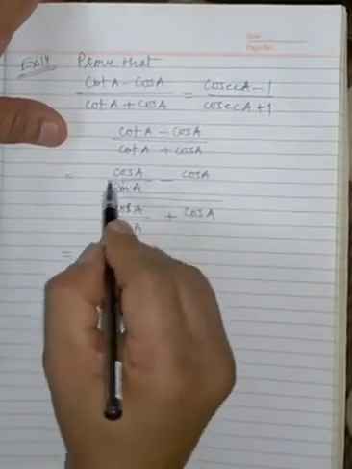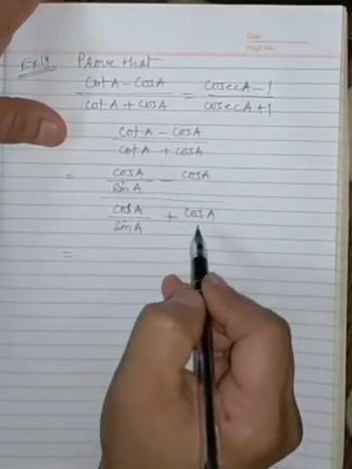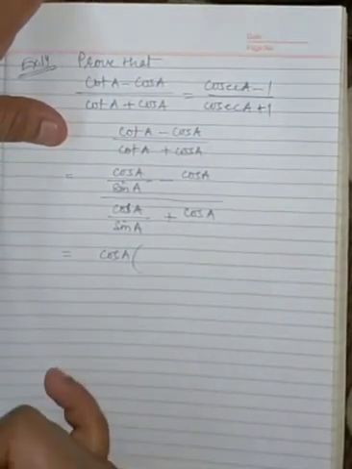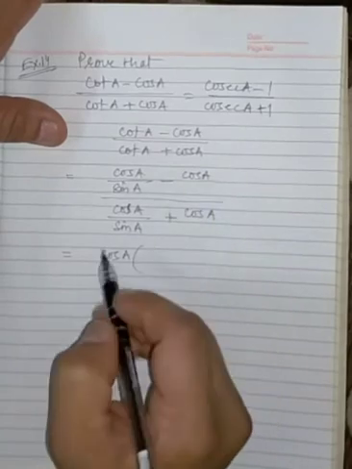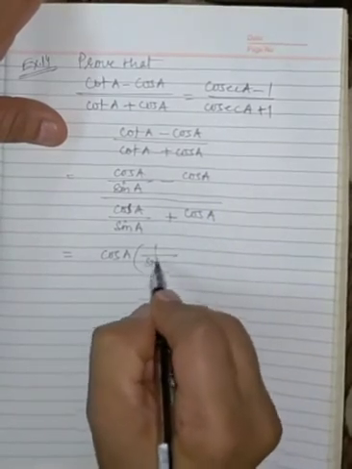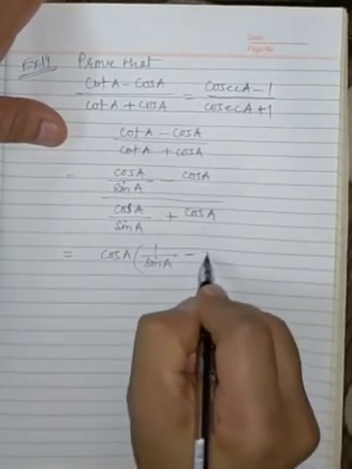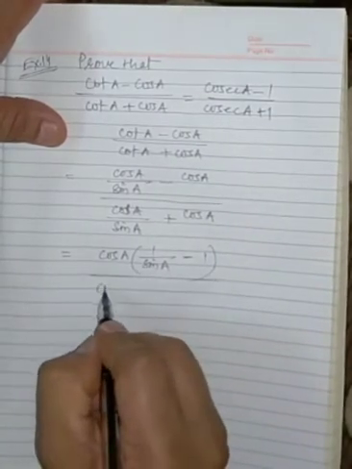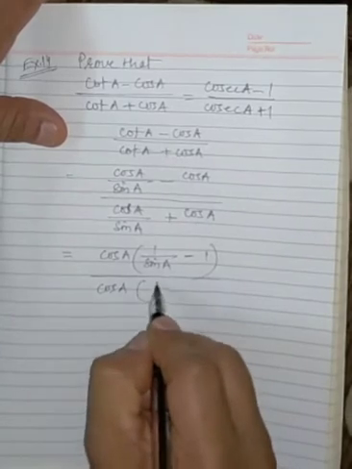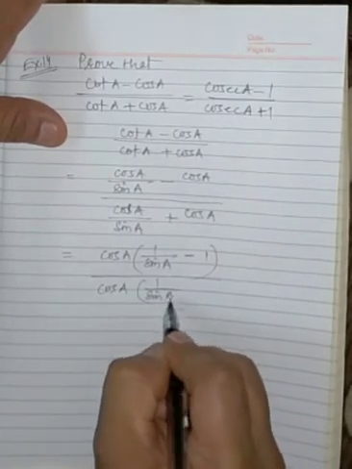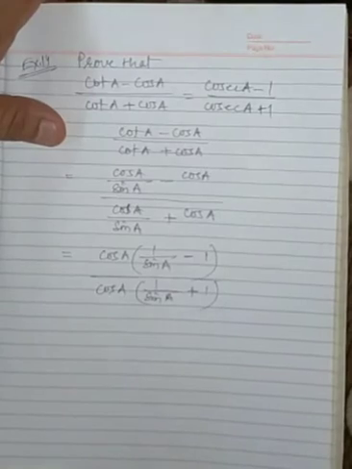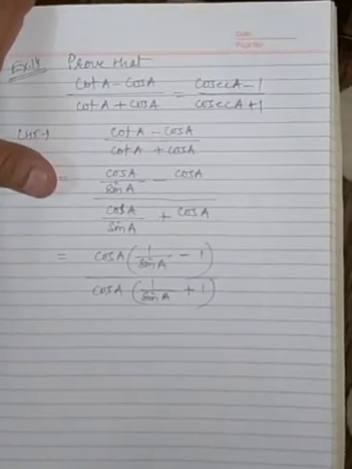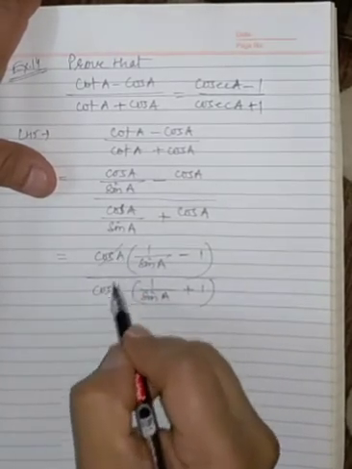Now from this numerator part and from denominator part also, if we take out common cos A, after taking common cos A from these two, we get 1 upon sine A minus 1, upon, again cos A is common, 1 upon sine A plus 1, because cos A has been taken out as common. So these both cancel.